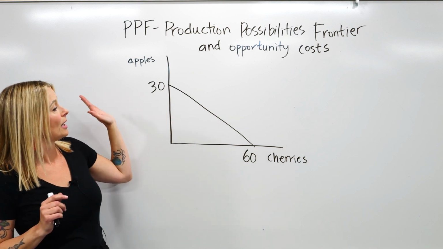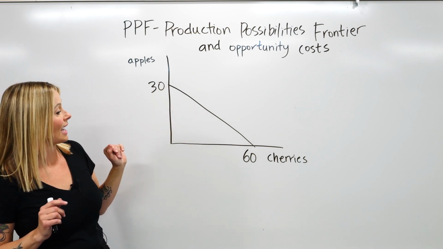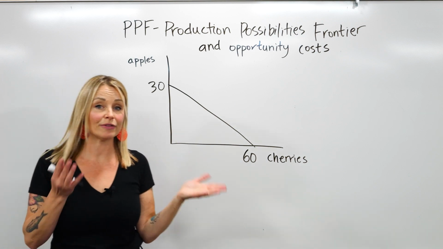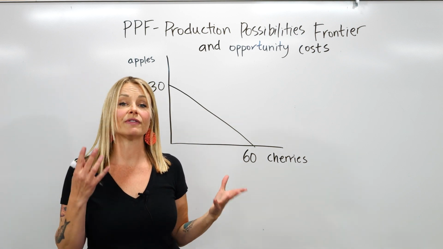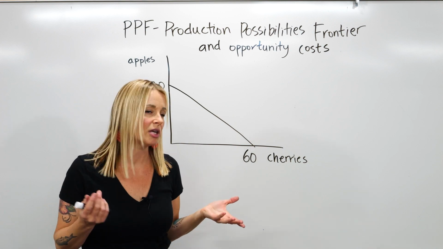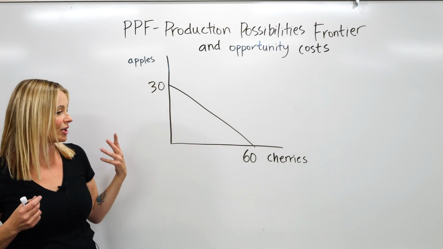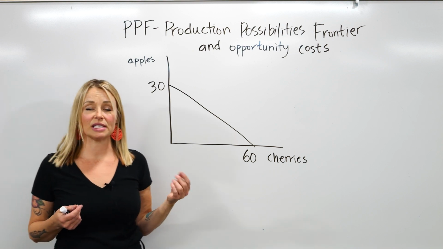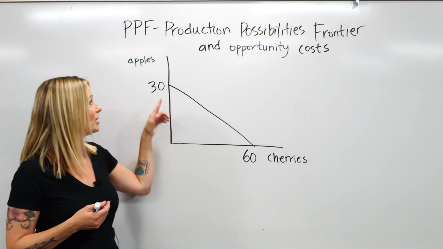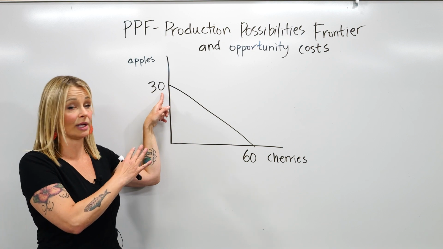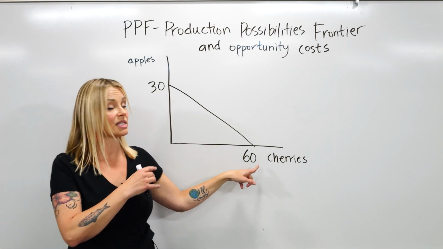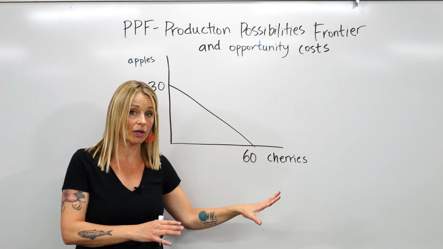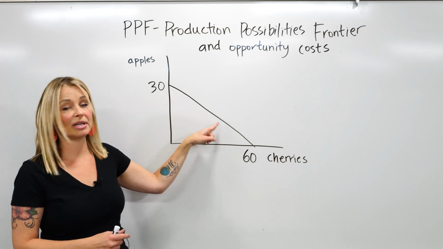So this little diagram is talking about two different goods, two different things that you could do with your time. Let's say that we have apples and cherries growing in our backyard. In one day, if we spend some time out there, we can either pick 30 apples if that's all we're doing, or we could pick 60 cherries if that's all we're doing. Or we could pick any combination of the two.